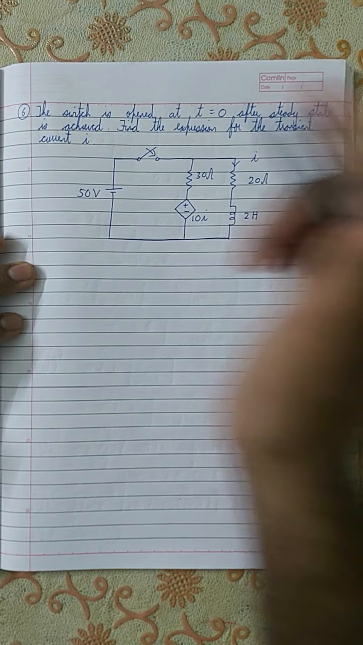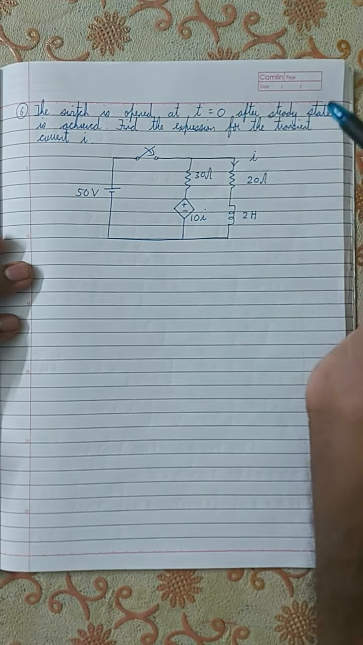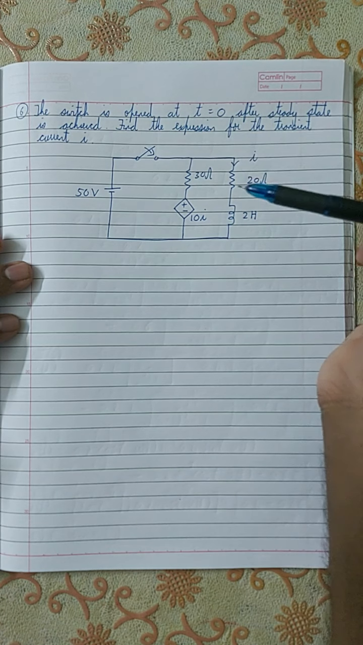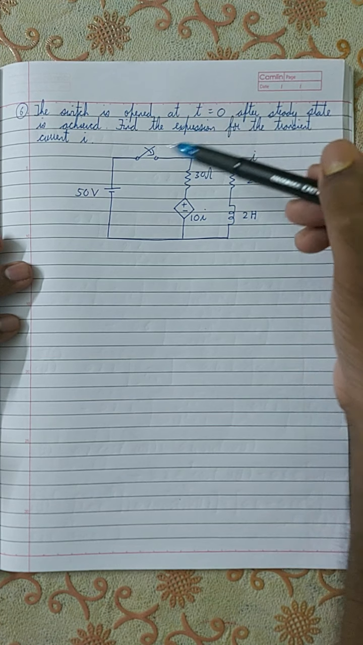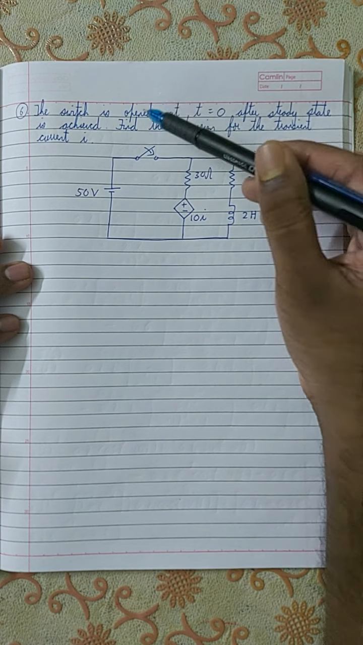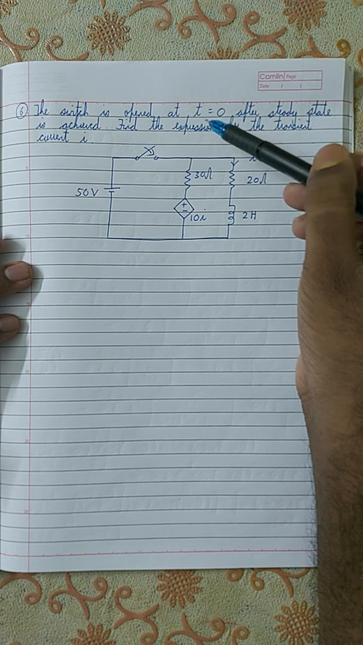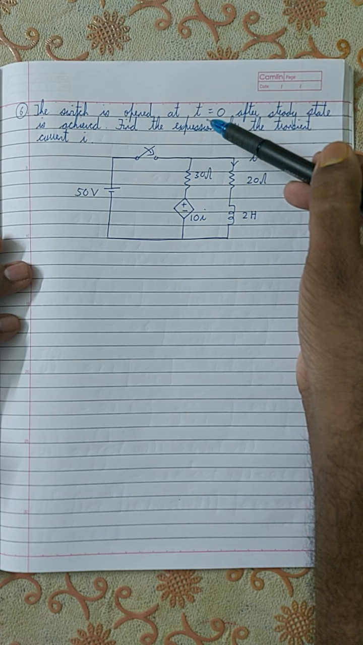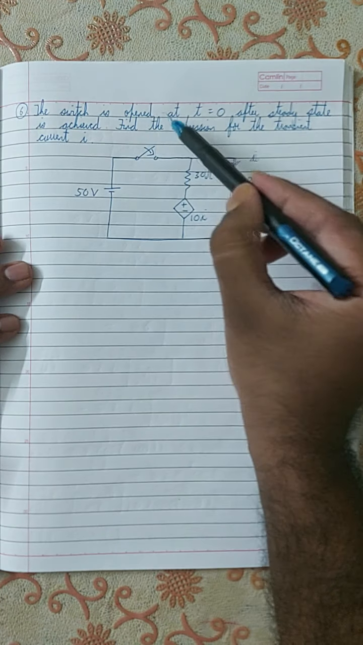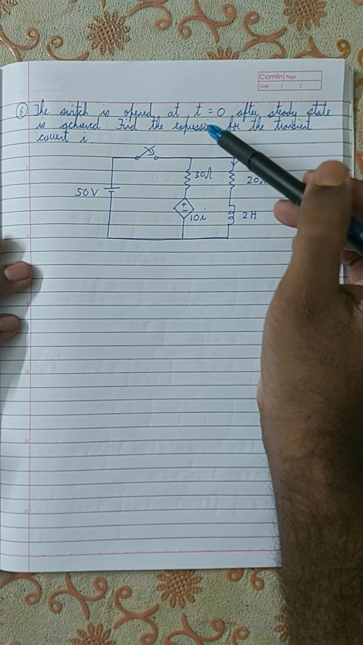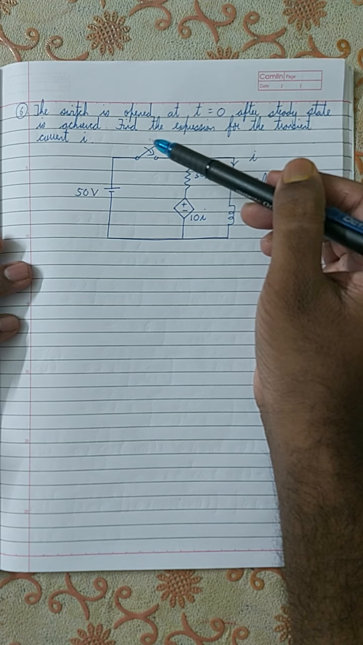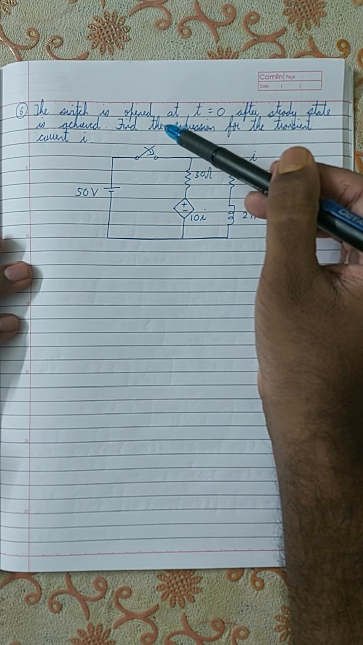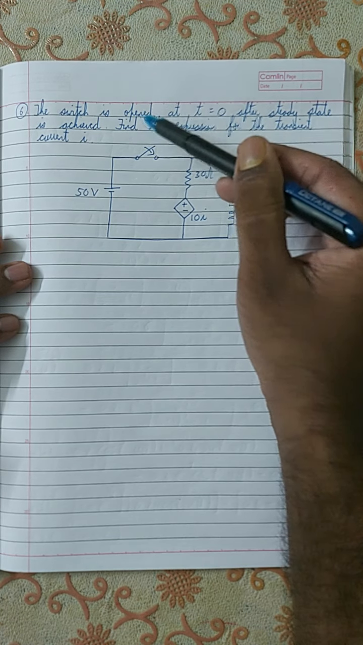So here the question is, the switch is opened at t is equal to 0. Which means at t is equal to 0 and after time t is equal to 0, the switch is open. What was the switch position before t is equal to 0? It says the switch is opened at t is equal to 0, which means the switch was closed before t is equal to 0. That's what this question means. The switch was closed before t is equal to 0 and at t is equal to 0 it became open.